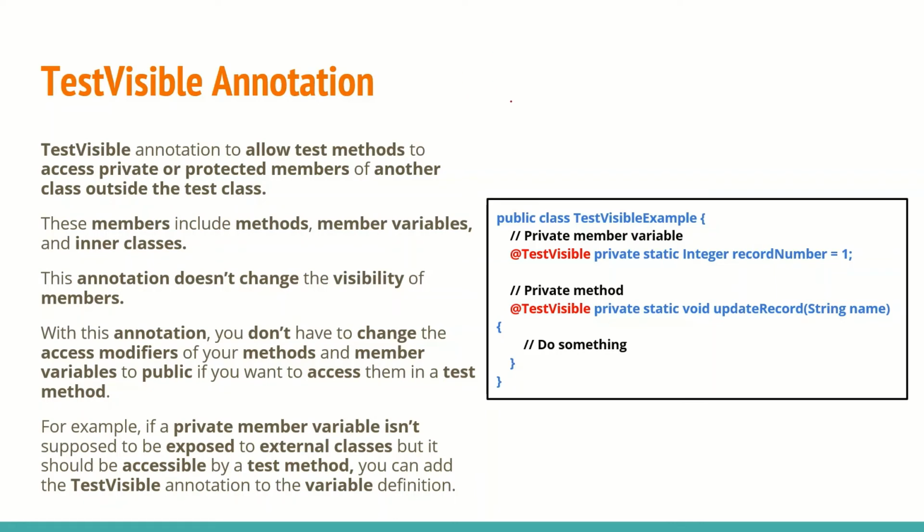So for an example, this is a test class. Then we have this particular record number. For example, in our class, the record number is private. So to access that, we have to annotate it with @testVisible. So this is private, so to access it, we have to use this annotation.